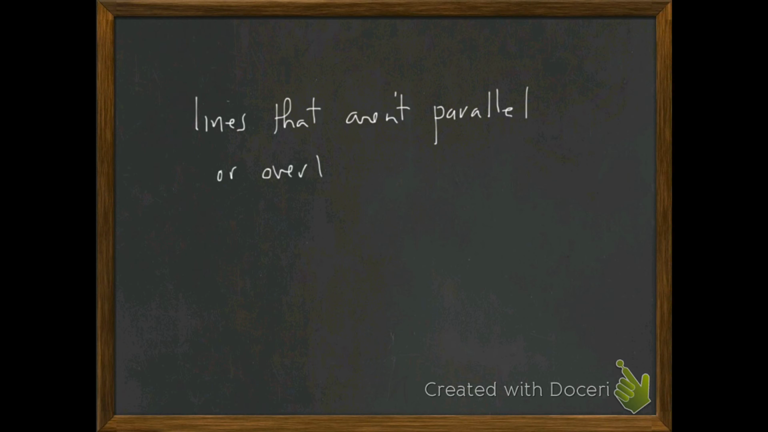If you have lines that aren't parallel or overlapping, then this usually means that your interaction effect is statistically significant.